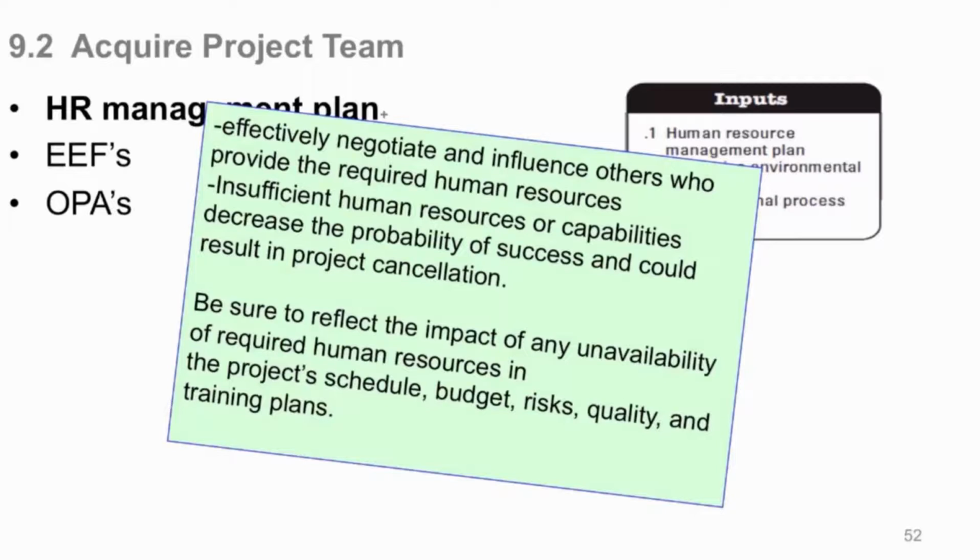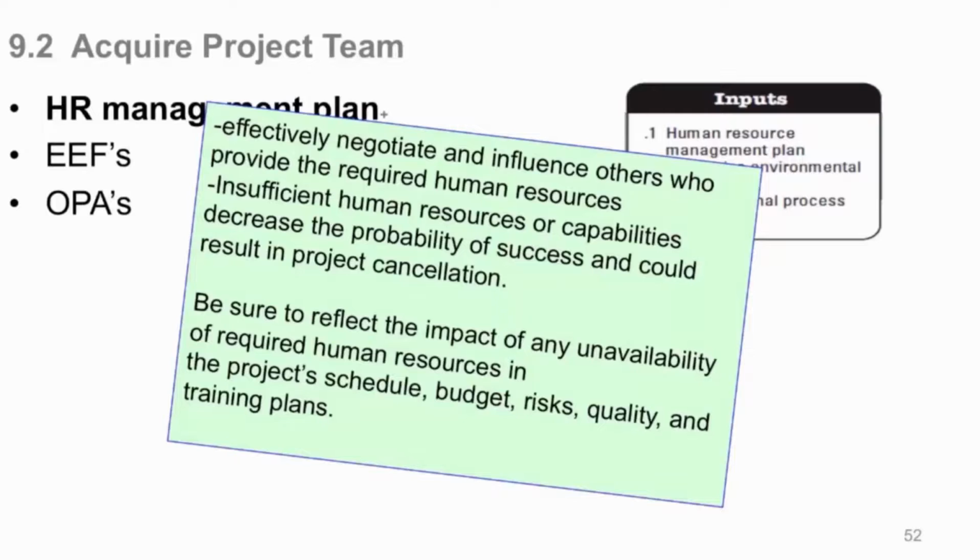Effectively negotiate and influence others who provide the required human resources. You need to work with these people to get what you need. You can't just go ask HR, ask a functional manager for their people, ask PMO for their people. You need to negotiate, influence others so that they can help accommodate you in the best way possible. Insufficient human resources, and this should be no surprise, but insufficient human resources or skill capabilities decrease the probability of success. And in the worst case, they could cause your project cancellation because you just can't get it done with the people and the skills that you have at hand.